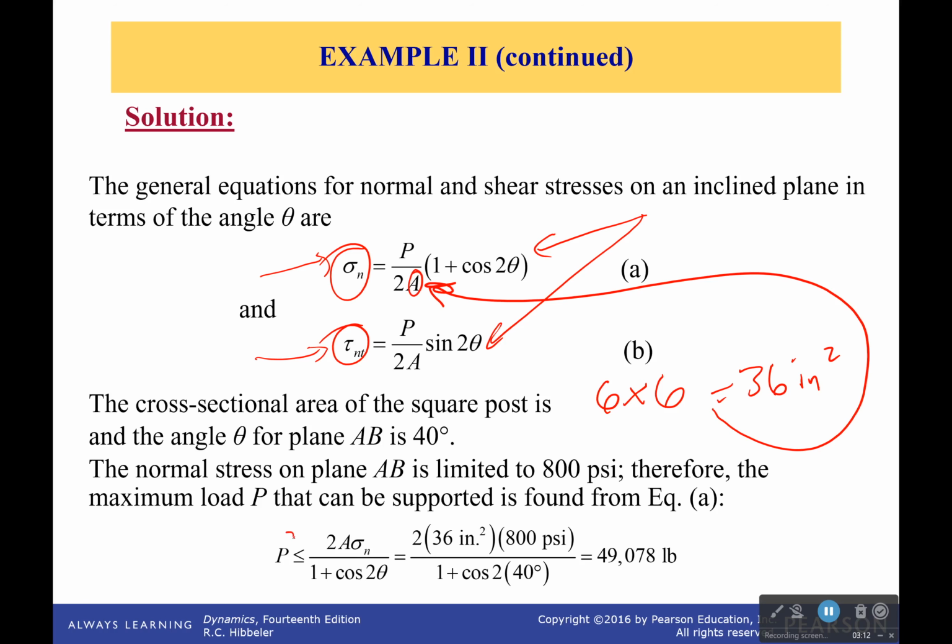So now we have to solve. We say, well, this P has to be less than or equal to whatever this number is right here. And we plug in 800 psi into our equation. Plug in our angle, we plug in our area, plug in the 800, and we get a value. Now this is not the answer necessarily. This is just one value. This says the maximum force so that you won't exceed 800 psi in the normal stress. But we might have at this point already surpassed what the shear stress could hold. So we have to check both conditions.